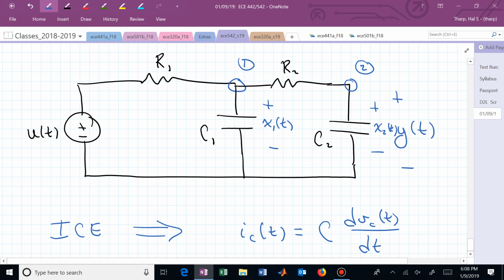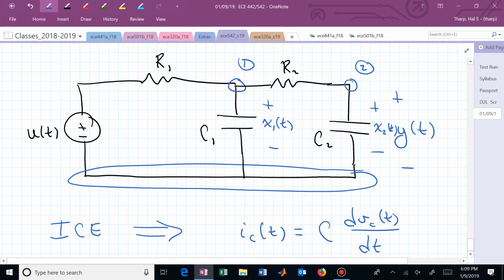We're adjusting the other node, u of t, and we have a common terminal that connects or relates u, x sub 1, and x sub 2. That's sort of the virtual ground that we've labeled. That's our common node in this electric circuit, which is down here. Everything is referenced to that node. And u, we adjust. x1 and x2 we want to relate based on R1, R2, C1, and C2.